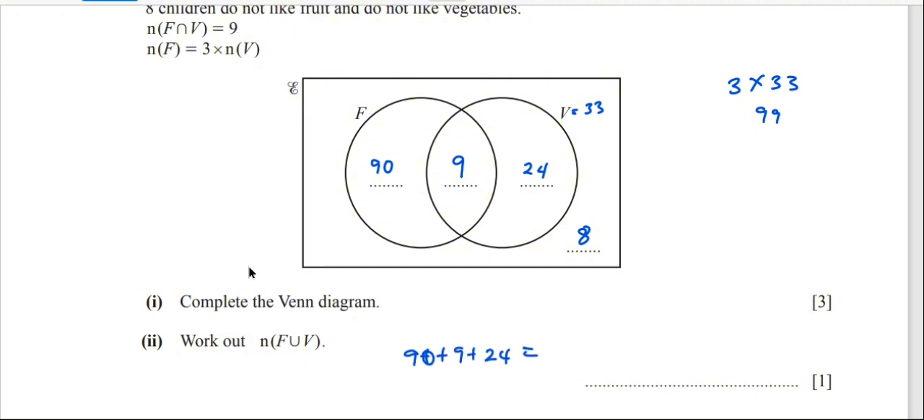So that will give us 99 plus 24. If you do that, you are going to have 3, take 1, 2, and 1. Okay, so that's what we're going to have: 1, 2, 3 children. So let's write that well. So 1, 2, 3 is the number of children involved in both fruits and vegetable. Okay, so that's 123. So this is the last question for core paper 3.